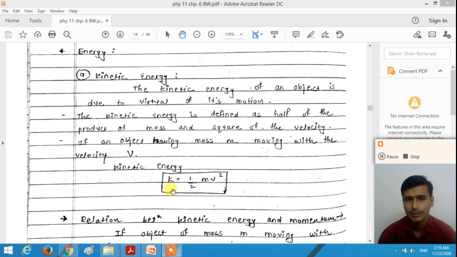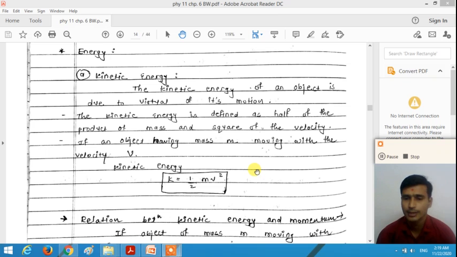Here, dear student, the formula of the kinetic energy: when an object of mass m is moving with velocity v, the kinetic energy K is equal to 1 half mv square. When the object is stationary, we can say that the velocity of the object is 0 and the kinetic energy associated with the object is also 0.